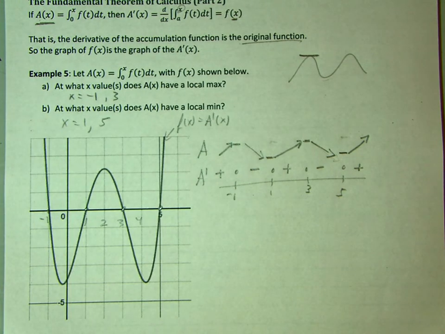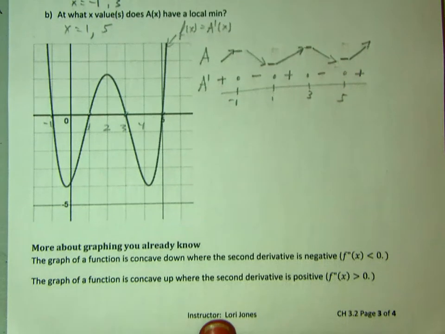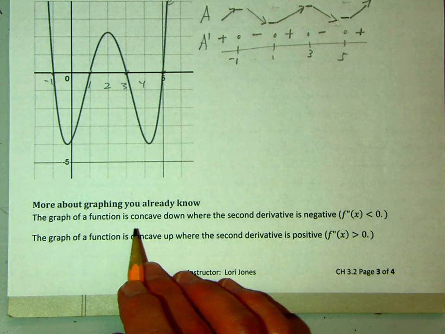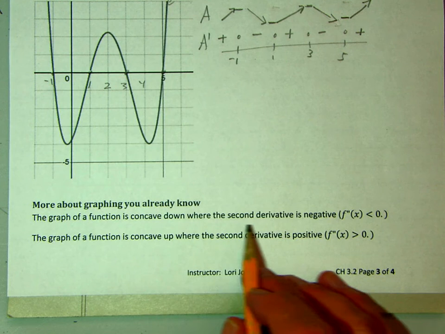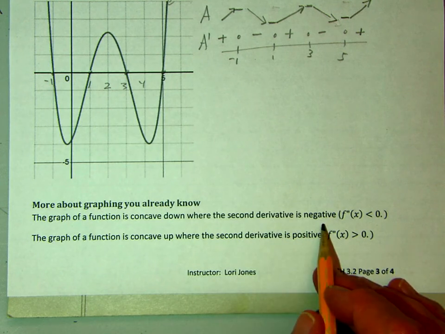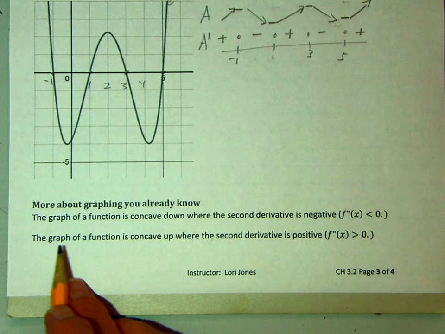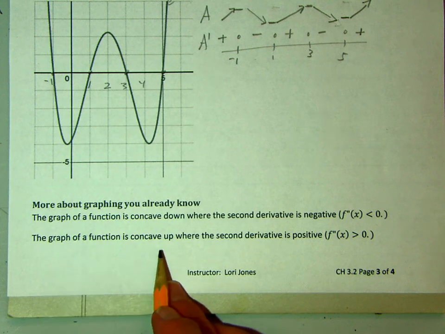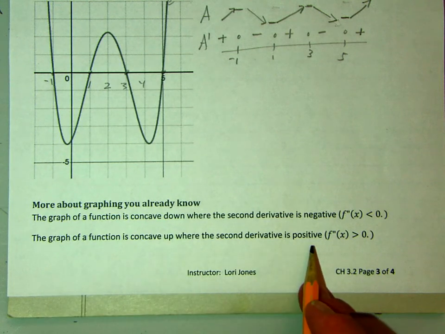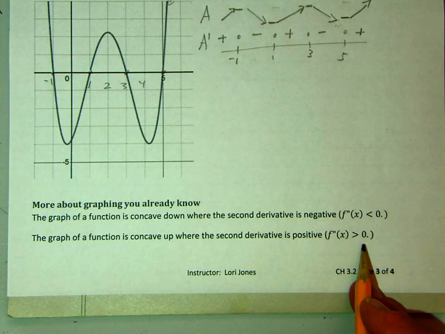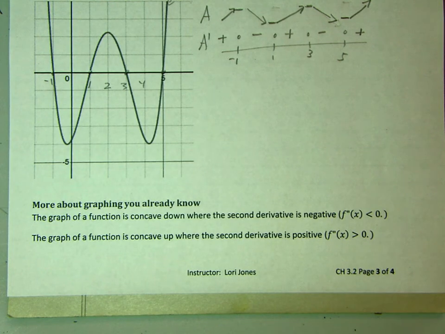Let's talk some more about graphing that you already know. The graph of a function is concave down where the second derivative is negative, where the second derivative is less than 0. The graph of a function is concave up where the second derivative is positive, so f double prime of x is greater than 0. Let's do an example.